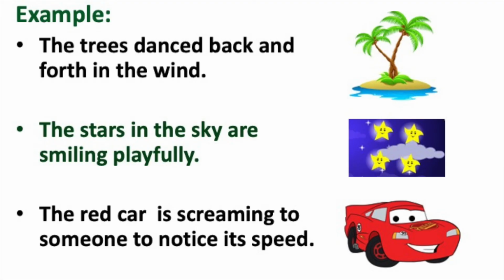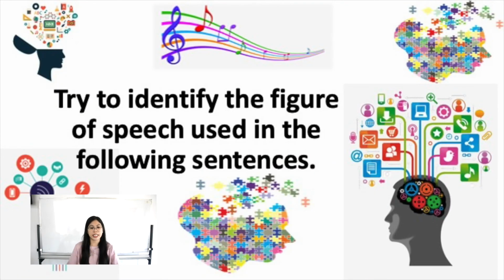Next sentence: the red car is screaming to someone to notice its speed. What makes it a personification? The word screaming. Cars cannot scream, only humans can scream. Let's try if you fully understood our lesson for today. I have here statements and you have to figure out what kind of figure of speech these are.